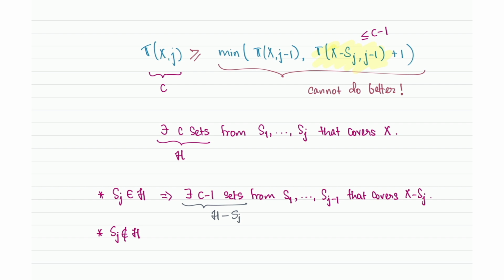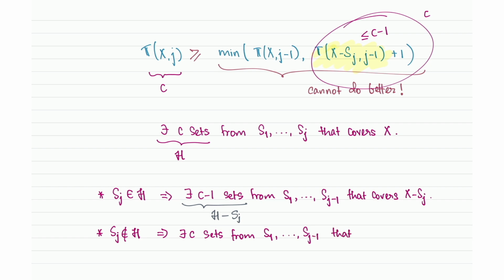So in this case, this quantity here is going to amount to c. On the other hand, it's possible that Sj does not belong to H, but this is even more direct, because this implies that there is some collection of c sets from S1 through Sj minus 1 that in fact covers all of x. And in this case, we know that this quantity is going to be at most c. So with this, what we have is that no matter what the scenario is, the expression on the right-hand side is going to be at most c.